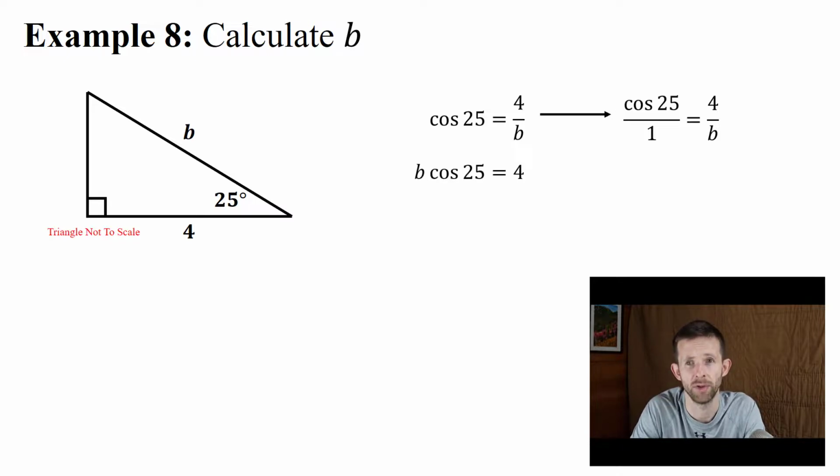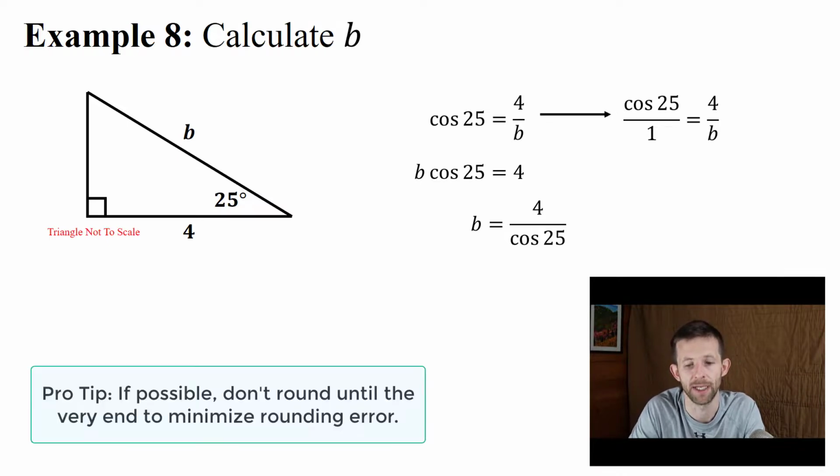When I cross multiply, I get 4 is b times the cosine of 25, and now to get b by itself, I just divide both sides by the cosine of 25. b is 4 divided by cosine of 25, and now that's when I want to put that into my calculator. I don't want to do that beforehand because I want to round as little as possible. So 4 divided by the cosine of 25 gives me 4.414.